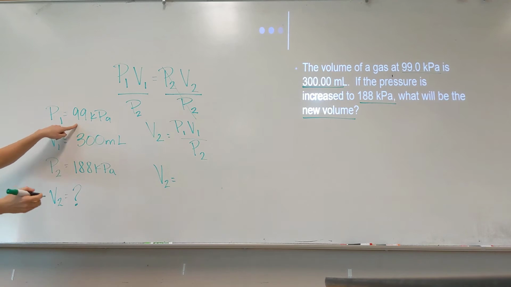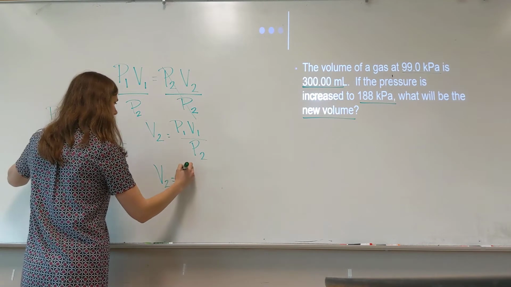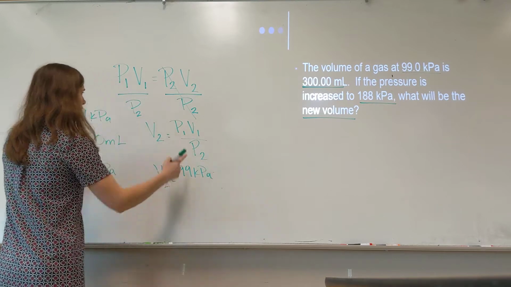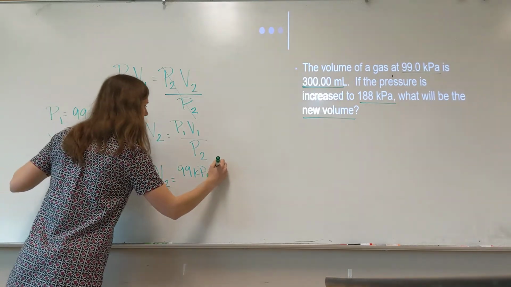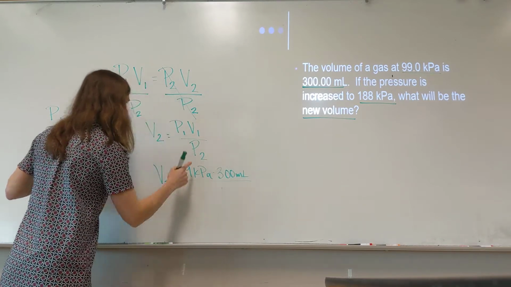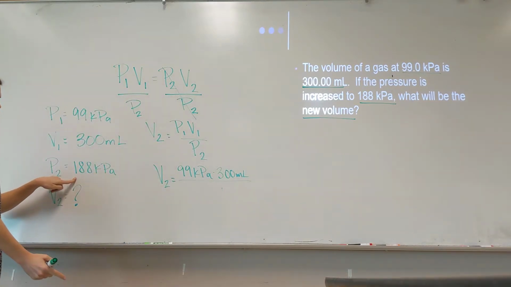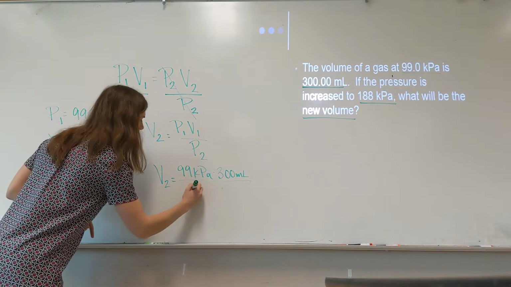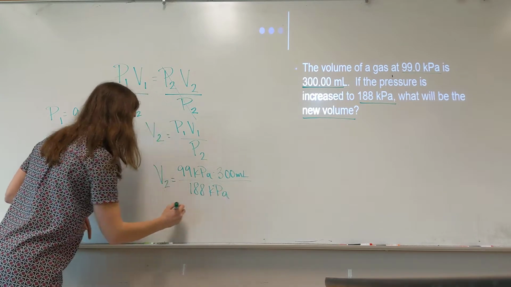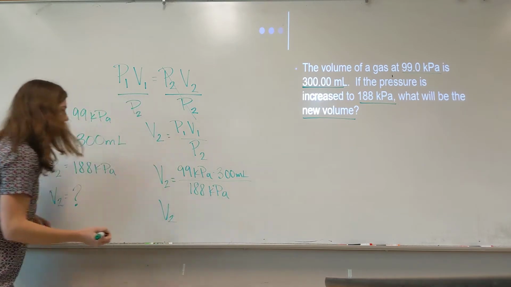So P1, 99 kPa. V1, 300 milliliters. P2, 188 kPa. And my V2.